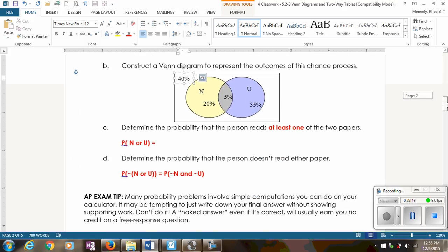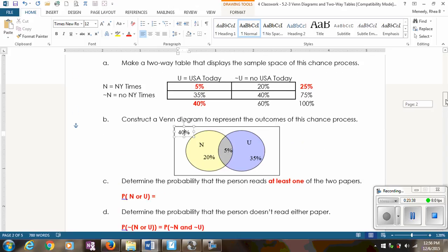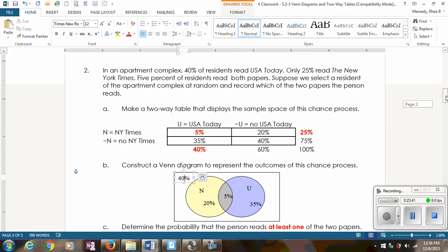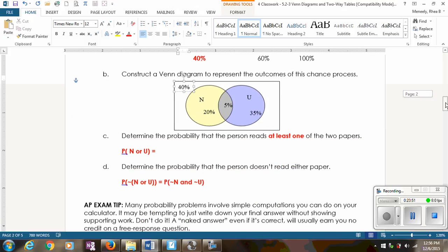And that explains everything. And then in letter C and D, you're actually finding the probability of two events. So in letter C, it says determine the probability that the person reads at least one of the newspapers. Well, at least one means that they either read the New York Times or USA Today. So there's a couple ways I can do this. I can either use my probabilities from the table, which tells me that I would add the 40% of people that read USA Today plus the 25% that read the New York Times and subtract away that 5% overlap. That's using our addition formula.